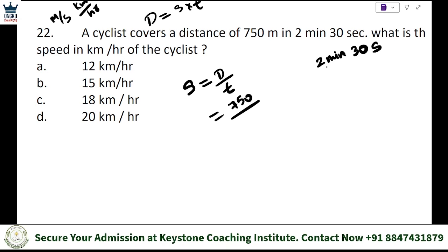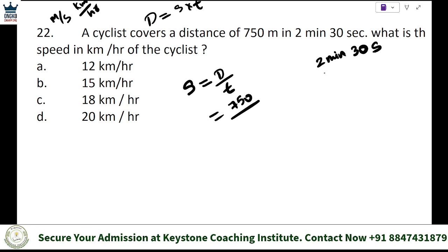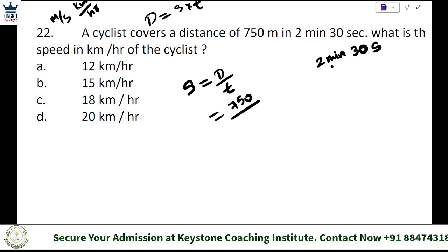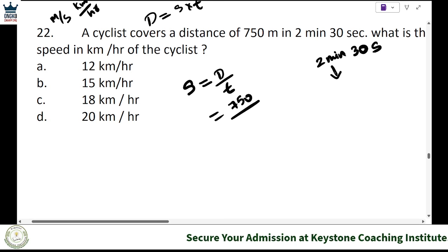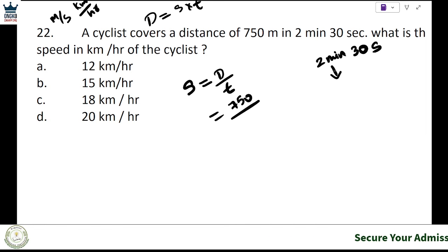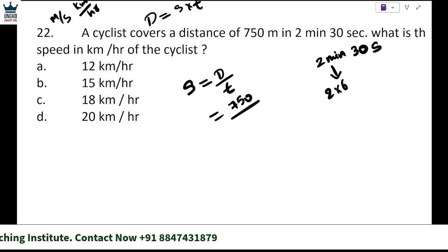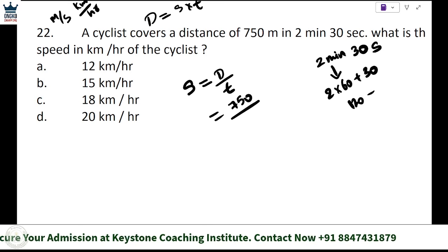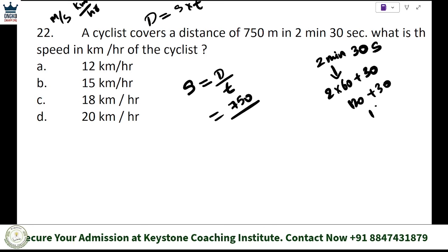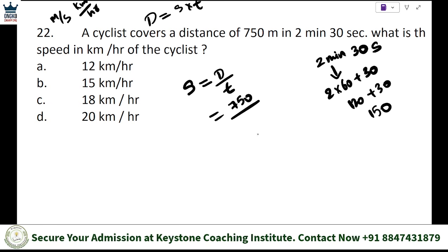So 2 minutes is what? Per minute we have 60 seconds. So 1 minute we have 60 seconds, another minute we have another 60 seconds, that means 120. If we convert from bigger to smaller, we multiply, because minute is bigger than second. So in a minute we have 60 seconds: 2 into 60 plus 30. This will give us 120 plus 30, which is nothing but 150. So you get 150 seconds.